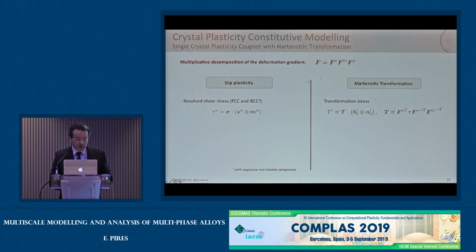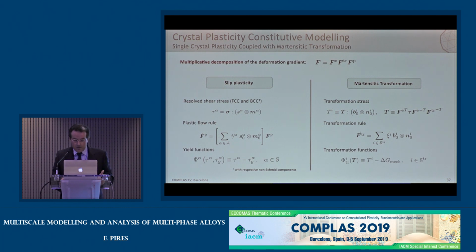So if for crystal structures we say that plastic activity occurs when the component of the stress parallel to a specific slip direction reaches a critical value, we can say in a similar manner that a martensite transformation occurs when the stress parallel to a specific transformation direction also reaches a critical value. For slip plasticity, we have a plastic flow law. For martensite transformation, we can also define a transformation rule. For slip plasticity, we have a yield function, which defines the onset of yielding, and for martensite transformation, we can also define a transformation function.